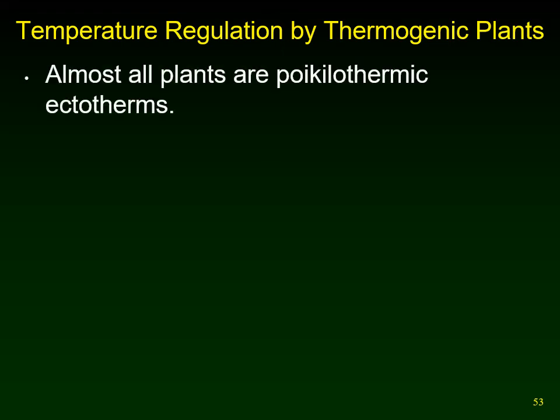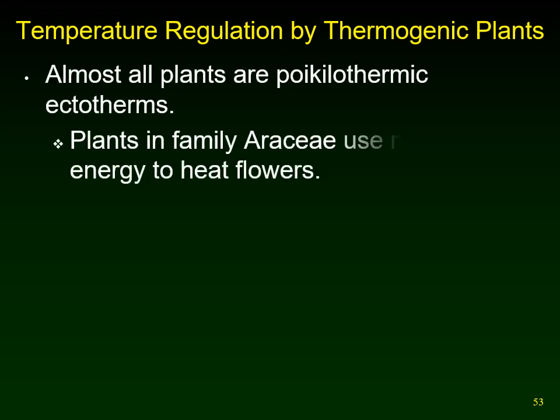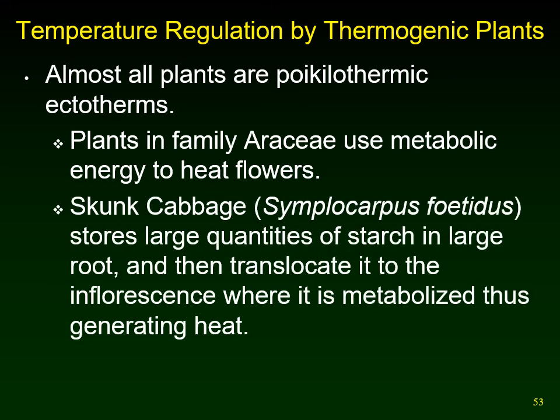Most plants are poikilothermic ectotherms, so their body temperature will vary with the air temperature, but plants in the family Araceae use metabolic heat to actually heat up their flowers in the early spring to attract pollinators. So we're going to talk about the skunk cabbage, which is a perennial plant that has a big thick taproot, and it stores the glucose in long chains of starch in the root.